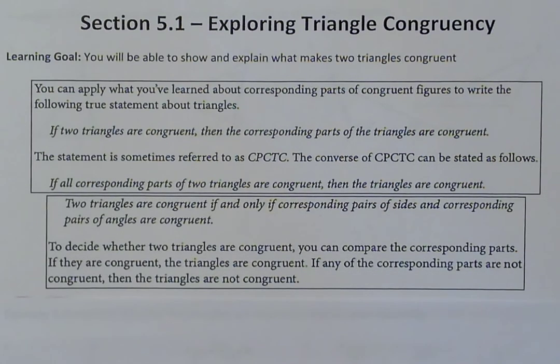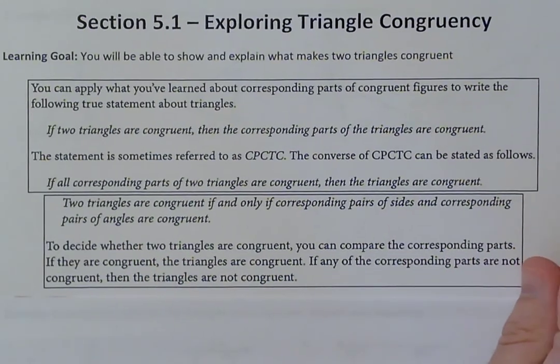Now, this goes through a little bit more, and it states that two triangles are congruent if and only if corresponding pairs of sides and corresponding pairs of angles are congruent. So today we're going to state whether or not two triangles are congruent if and only if the pairs of sides and pairs of angles are congruent. And it has to be all pairs of sides and angles for them to be congruent.